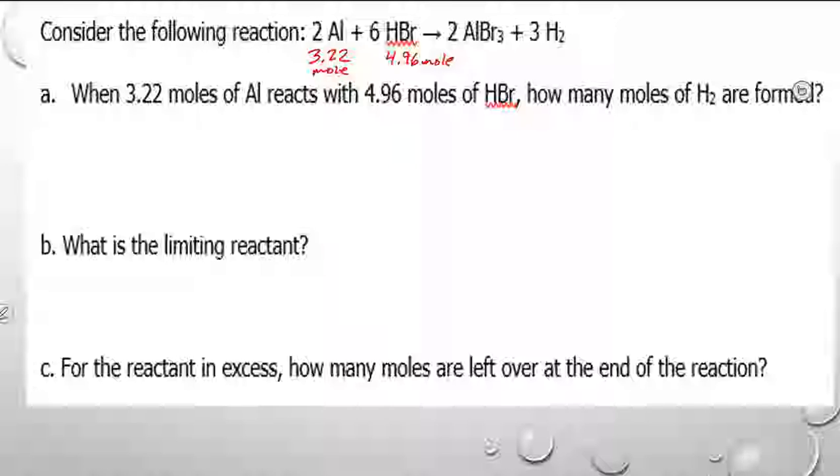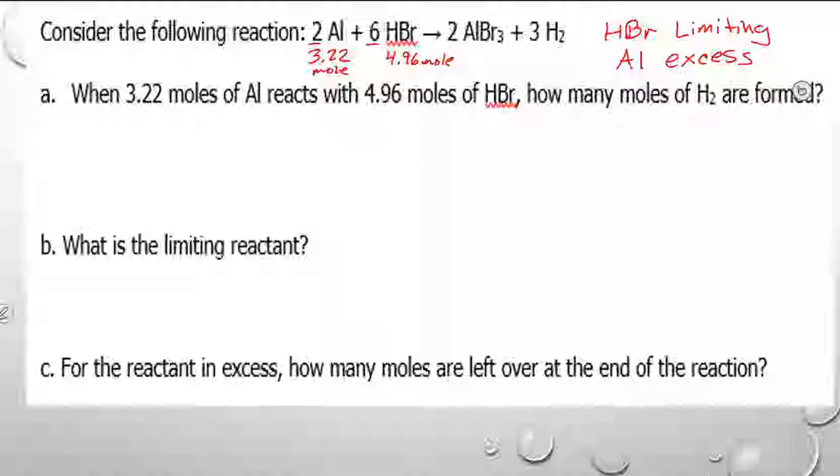Because if I reduce this real quick as a fraction, it would be 1 to 3, right? So I would have to times that aluminum by 3, which would be a little over 9, and I only have 4. So HBr is going to be my limiting. That means that Al is excess. So the first thing that you want to do is make sure that you can identify your excess and your limiting. Once you've done that, then you can figure out all the rest.